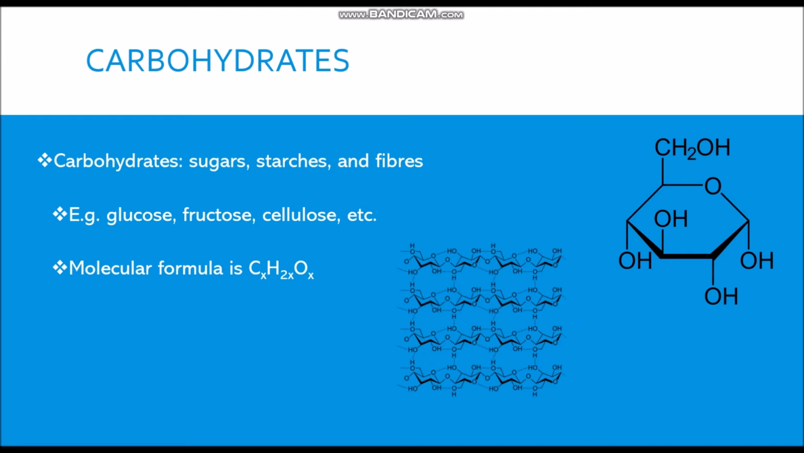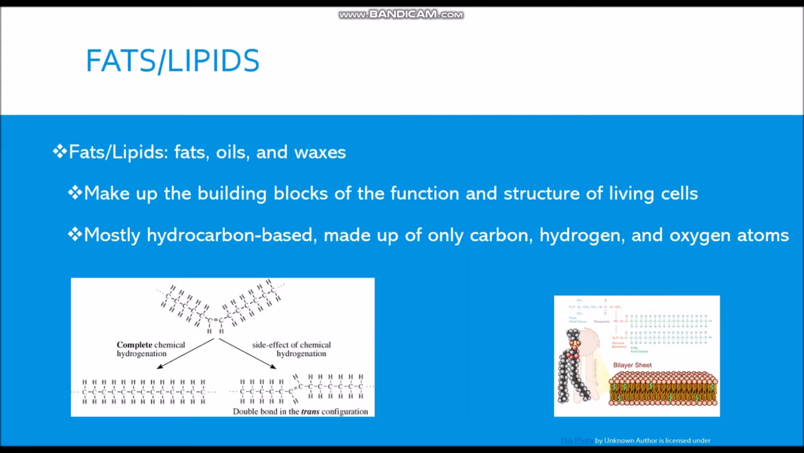This would be C6H12O6. So x would be 6. For the hydrogen, you just multiply 6 by 2, and you'd get C6H12O6. And then down here we have cellulose, which is a long chain of multiple carbohydrates put together. Like a long chain of glucose, fructose, all that put together, which forms a large carbohydrate.